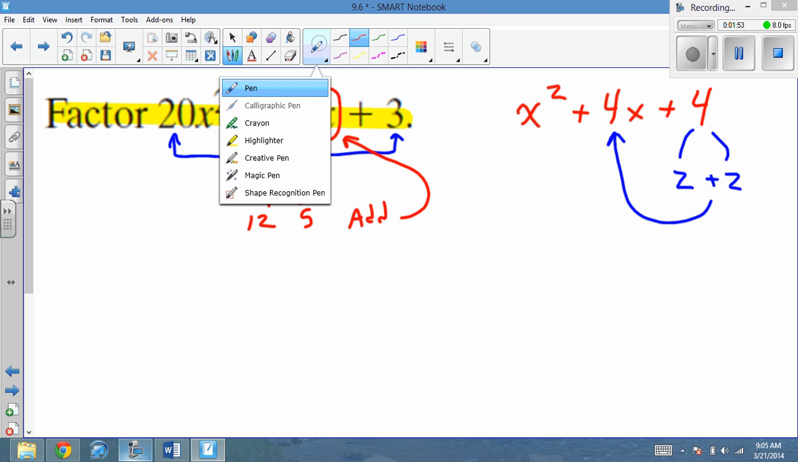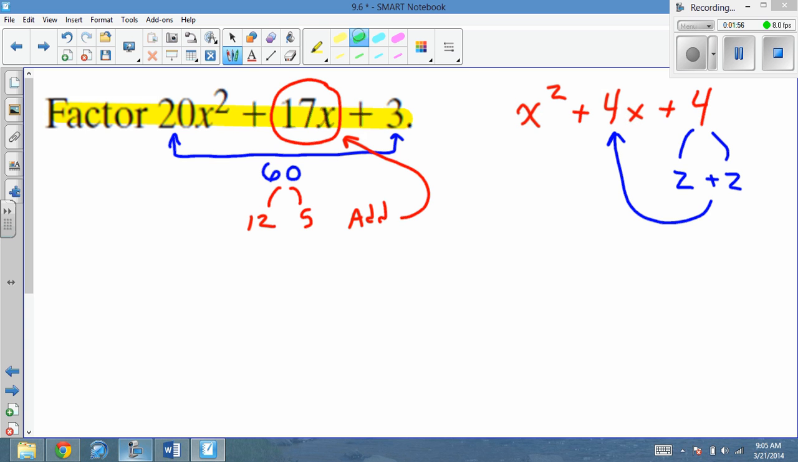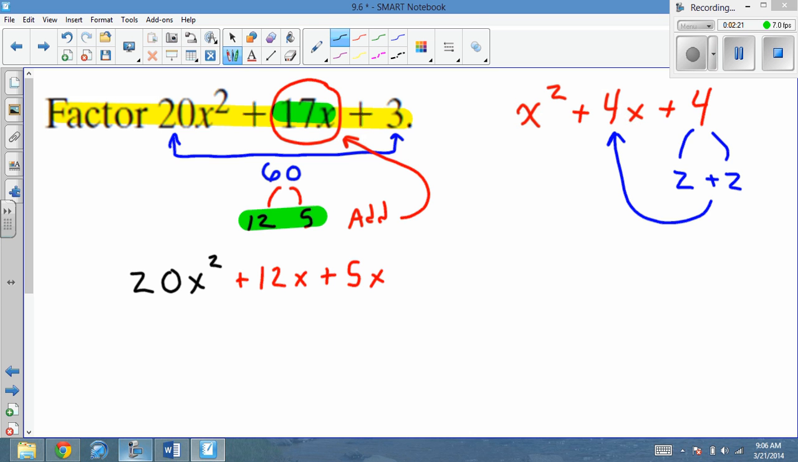So now that we have these particular values, we are going to do a little bit of replacing. We're going to replace 17x in this equation with a 12x and a 5x as follows. So the 20x squared will stay. But rather than write 17x, I'm going to add 12x and 5x, and the 3 is unchanged. So, as you can see, we replaced 17x from the original equation with 12x plus 5x.